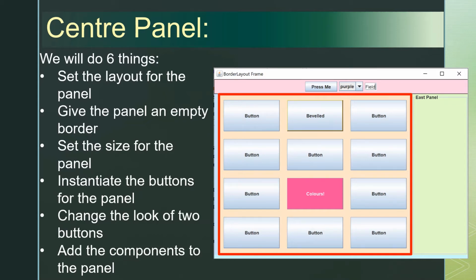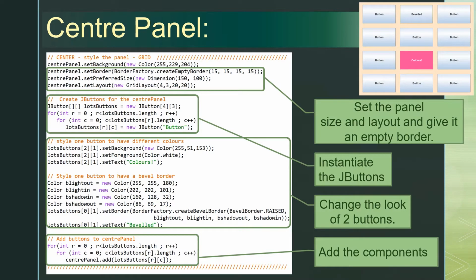We're going to instantiate all of those buttons. There's what, 1, 2, 3 by 4, so there's 12 buttons. And we're going to do that very simply using a nested for loop. And we are going to change the look of 2 of the buttons. So this one has kind of a beveled look, and this one has different colors, and it has quite a different look to it as well. Then we're going to add all those buttons to our panel, and then we'll move on to the next thing. But for now, we're going to look at the code.